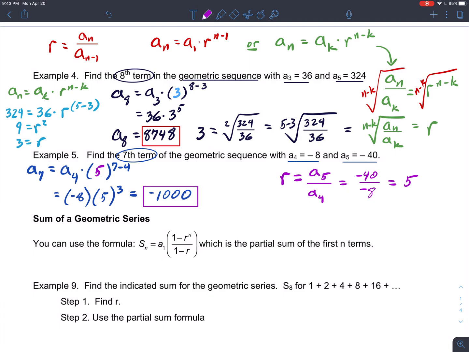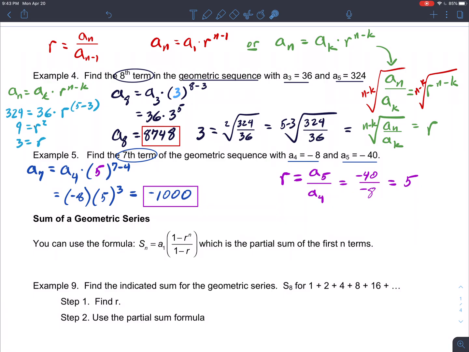Once again, I did not have to use a sub 4. I could have used a sub 5. This could have been negative 40 right here. But that would have changed this to 7 minus 5, and I would have been squaring this 5 instead of cubing it. Different ways to do the same problem.